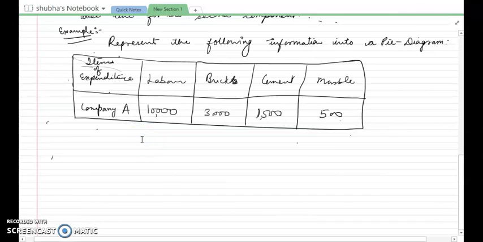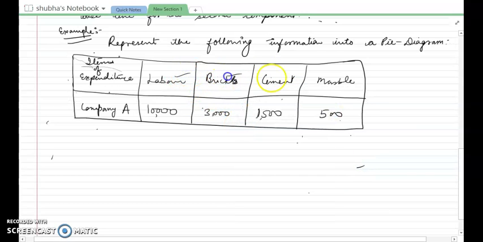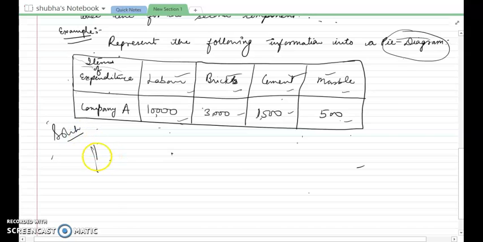So dear students, just look at the question in front of you on the screen. In this, items of expenditure have been given. Some of the expenditure has been done on labor, bricks, cement and marble. Suppose this is company A, which spent 10,000 on labor, 3000 on bricks, 1500 on cement and 500 on marble. And you have to represent this using a pie diagram. What you will first do is convert it into percentages. So first write the solution. What we'll do is we'll make a box here.